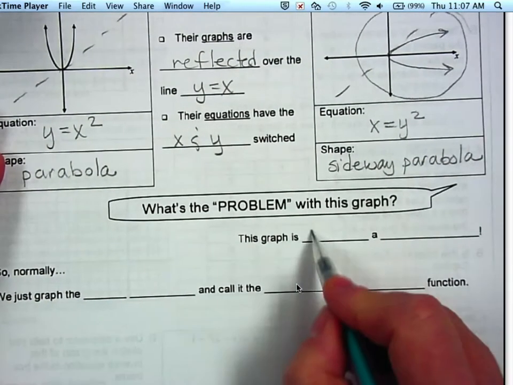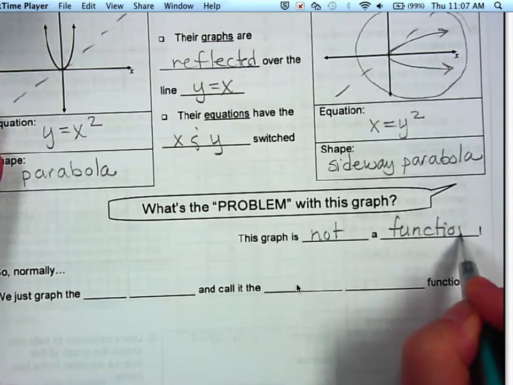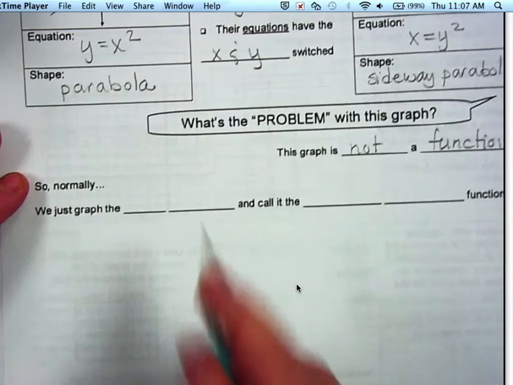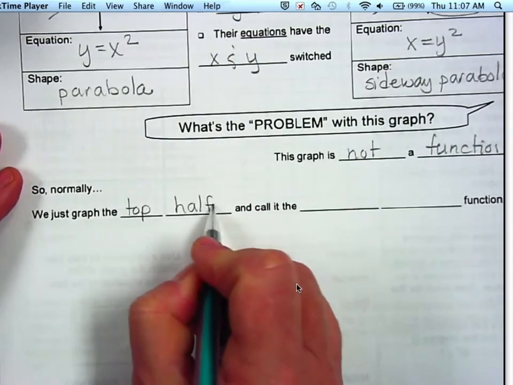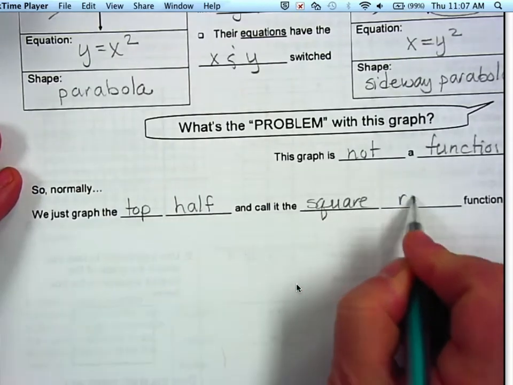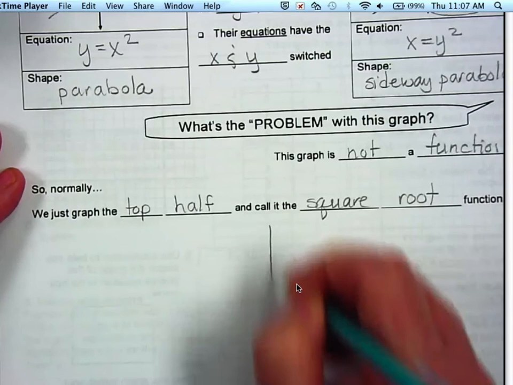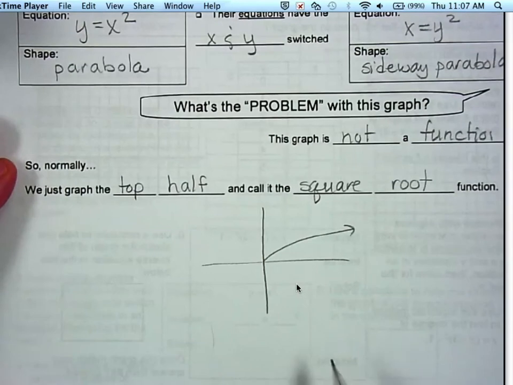What did we say the problem is with this graph right here? It's not a function. So normally we don't draw both the top and the bottom. We just graph the top half and call it the square root function. So the square root function is this part. That's it. Then it'll be a function.